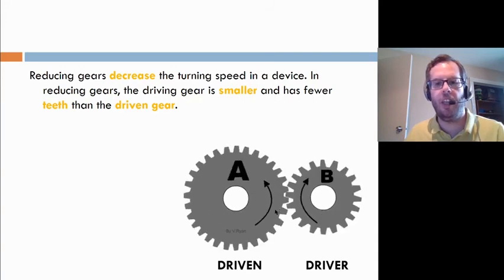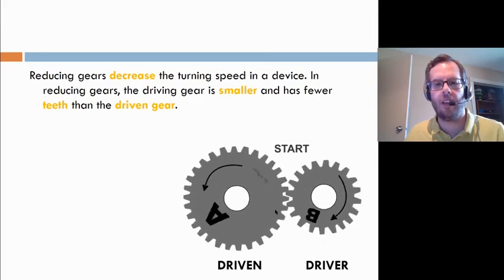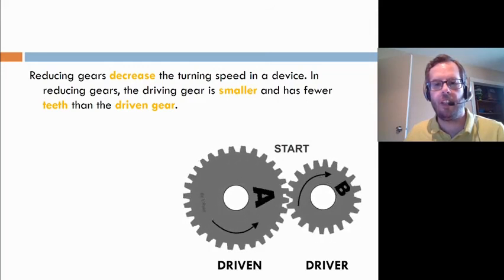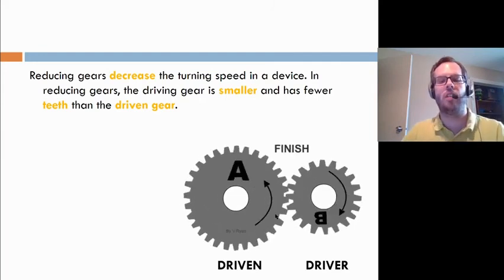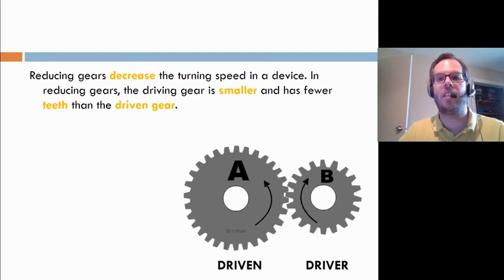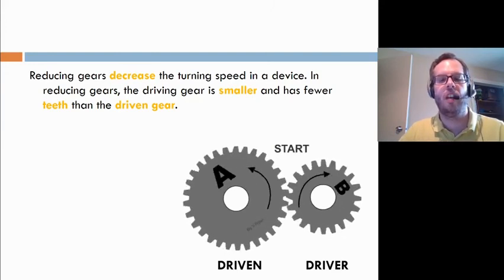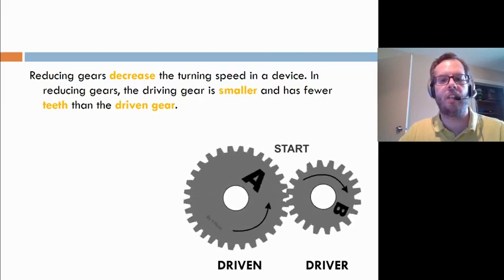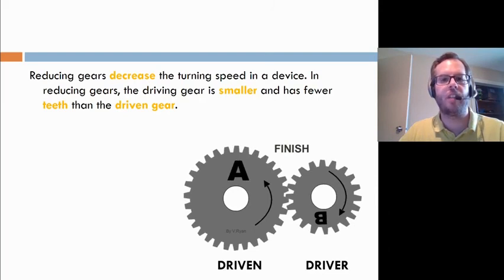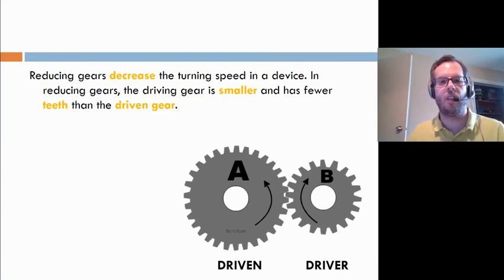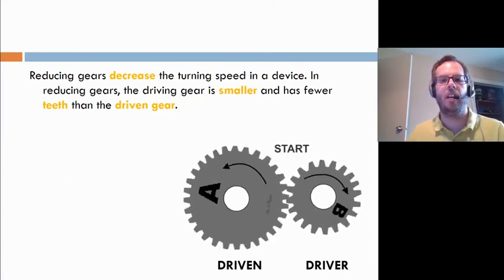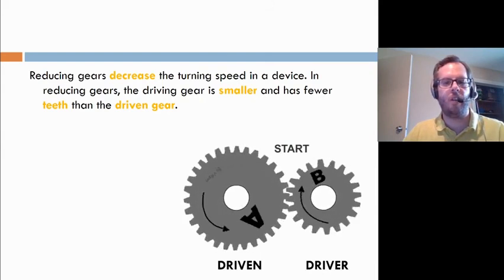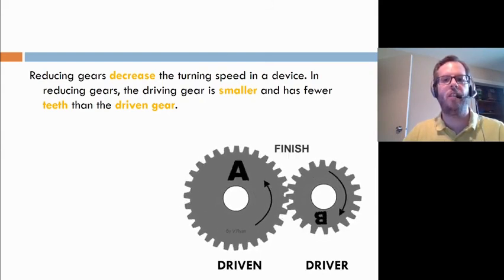Okay, so B will start us off here. Okay, A started at the top, and when B gets to the top, A is only about 2/3 the way through a rotation. And so this gives us not a speed advantage, but rather a force advantage. So you can apply smaller forces on the driving gear and get larger forces exerted on the driven gear, which is what allows you to climb up steep hills and such. Okay, so two big ideas here. Reducing gears give you a force advantage, and multiplying gears give you a speed advantage.